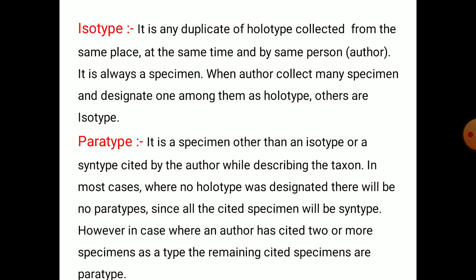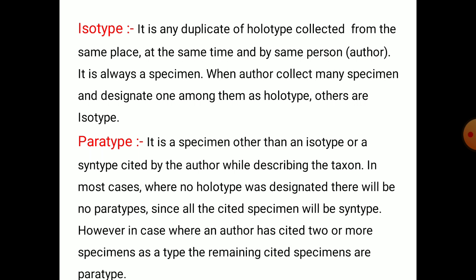It is the holotype. But he will collect not only a single plant at the time of going for collection. He will collect many species, many plants, many specimens. And these many specimens are nothing but similar to the holotype. If a specimen is similar to the holotype or a duplicate of that holotype, that is called an isotype. Iso means same, but it should be made by the author or the person.